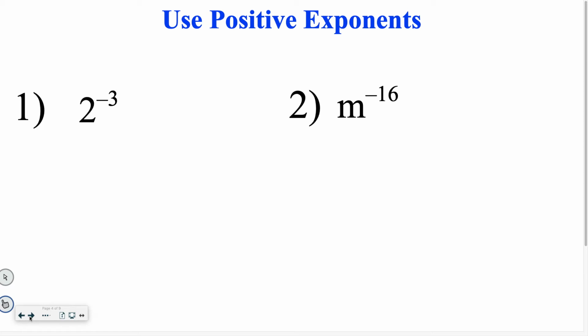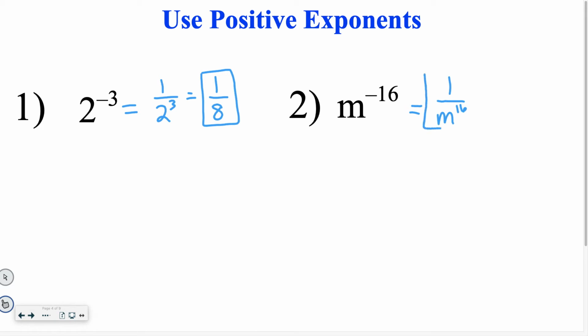So here I start with 2 to the negative 3rd power. And if I want to write that using positive exponents, I would write 1 over 2 to the 3rd. And then I can evaluate that. 2 to the 3rd power is 8. So my final answer would be 1 over 8. Okay, number 2, I have m to the negative 16th power. So I'm going to move that negative 16th power to the bottom of the fraction. And since I don't know what m equals, I'm going to leave it as 1 over m to the positive 16th power.